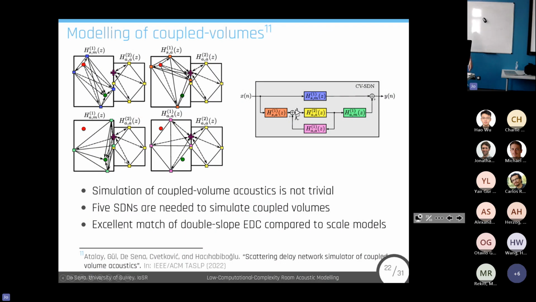Okay, so it's more complicated than we initially thought. You can take a look at the details in the paper. I'm not fully convinced that one can do something simpler than this. I hope it's possible, but we really did try quite a few combinations to get the energy decay curve right. By right, I mean that we compared it to measurements in scale models.